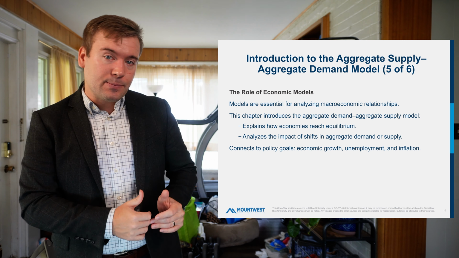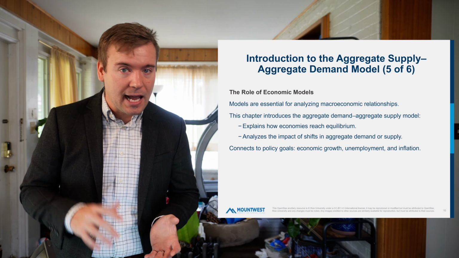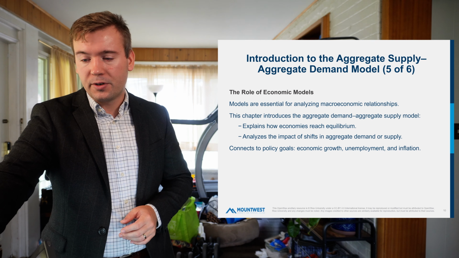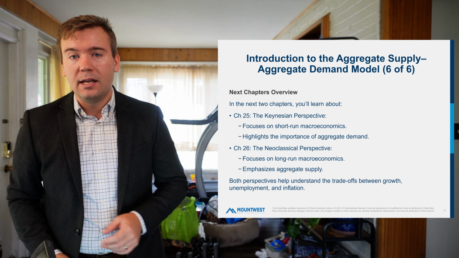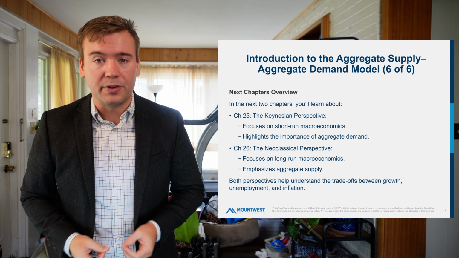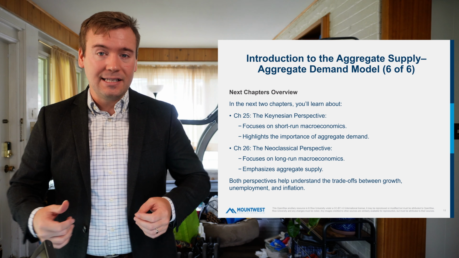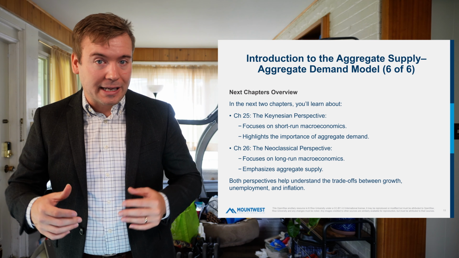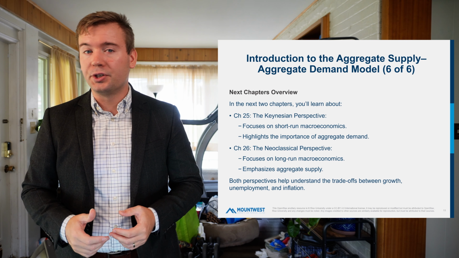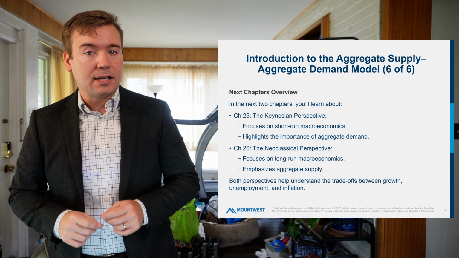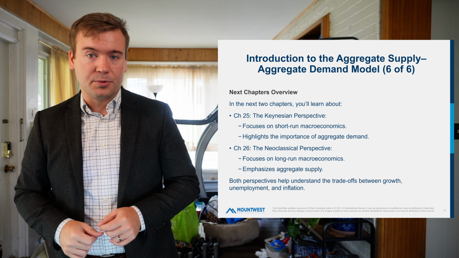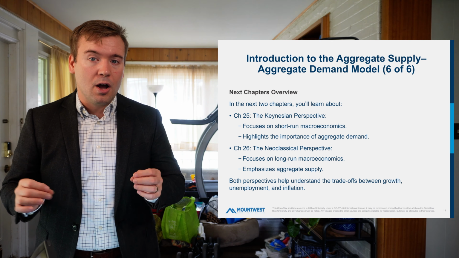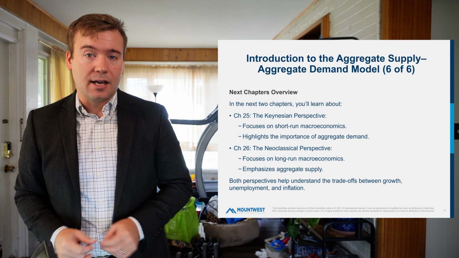So using this model, we're going to gain some insights into the connections and the trade-offs between our three important macroeconomic objectives. In the chapters that follow, we're going to then build on this model. The next chapter is going to focus on the Keynesian perspective, which explores the macroeconomy in the short run, where aggregate demand is particularly crucial in determining economic outcomes. Following that, the chapter on the neoclassical perspective will examine the macroeconomy from a long-run viewpoint, highlighting the role of aggregate supply in shaping the economy's potential.